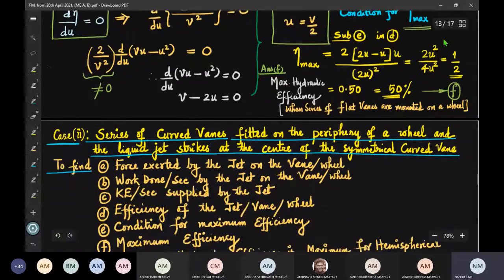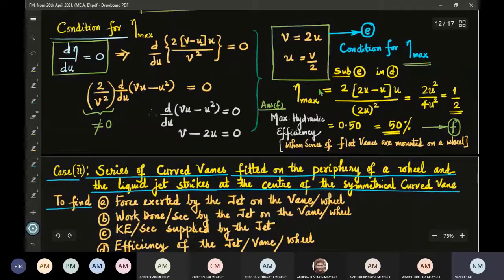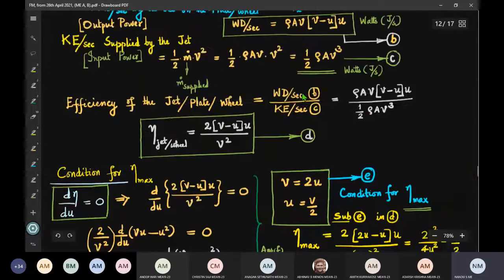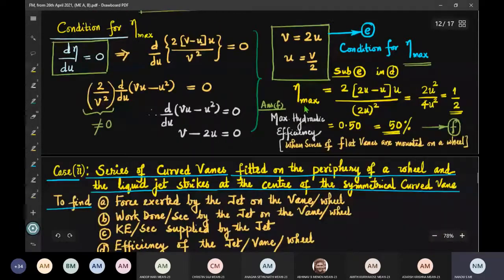Please do remember this. Now if you substitute this value V is equal to 2U in the expression for efficiency given by equation D, you will get the numerical value of maximum efficiency. So eta max will be, you substitute V is equal to 2U: 2 into (2U minus U) into U divided by V square. V is replaced by 2U, so 2U whole square. What you get is 2U square by 4U square, so you'll get 1 by 2.